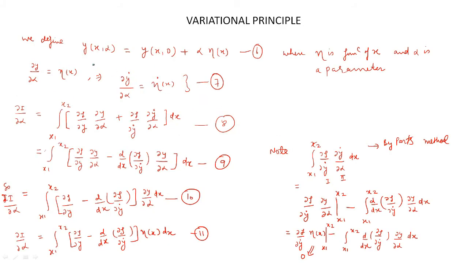Now here we can define the green curve as y(x, alpha) equal to the correct path y(x, 0) plus alpha eta(x). Here eta(x) is a function of x and alpha is a parameter. Let us say it is equation number 6. So if we find del y over del alpha from equation number 6, then del y over del alpha will be equal to eta(x), and del y dot over del alpha will be equal to eta dot(x). Let us say it is equation number 7. Now we can write del I over del alpha as the integral from x1 to x2 of del f over del y del y over del alpha plus del f over del y dot del y dot over del alpha, dx. Let us say it is equation number 8.